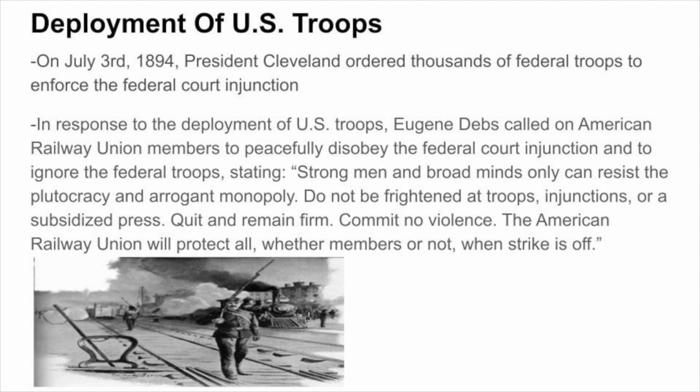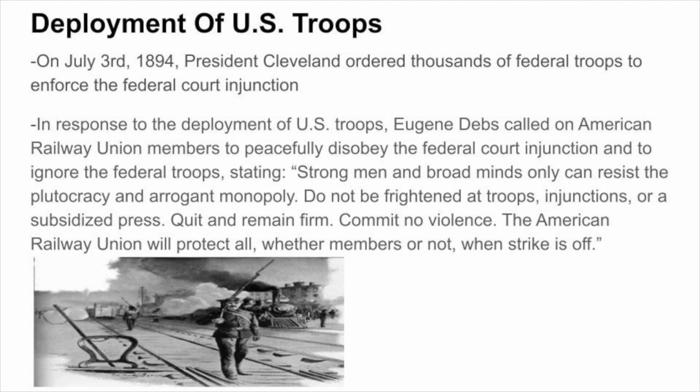In response to the deployment of U.S. troops, Eugene Debs called on the American Railway Union members to peacefully disobey the federal court injunction and to ignore the federal troops, stating, "Strong men and broad minds only can resist the plutocracy and arrogant monopoly. Do not be frightened at troops, injunctions, or a subsidized press. Quit and remain firm. Commit no violence. The American Railway Union will protect all, whether members or not, when strike is off."